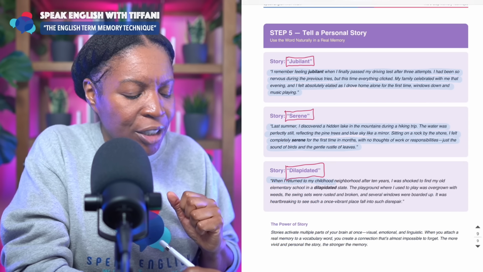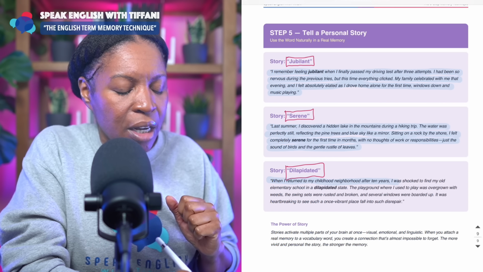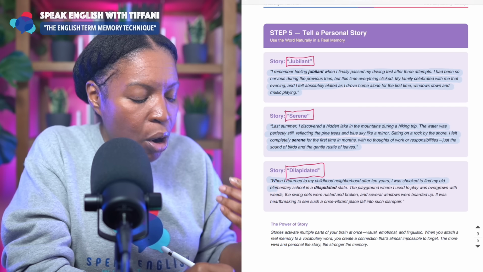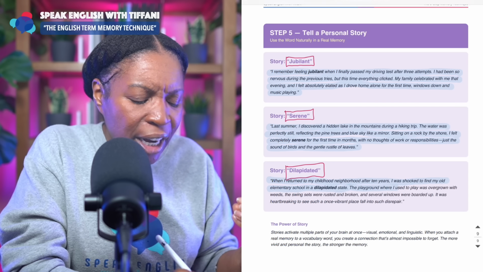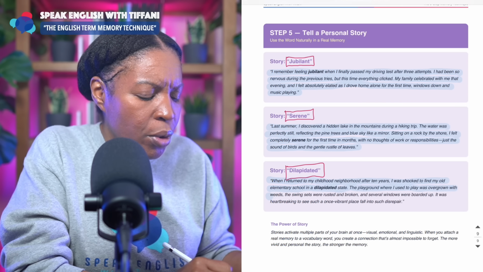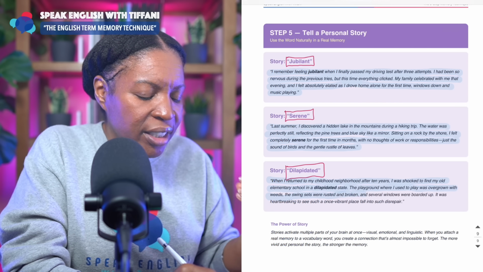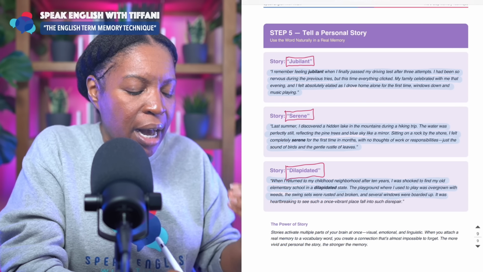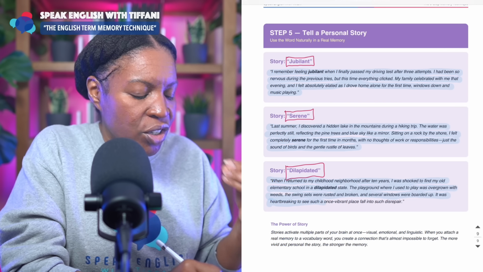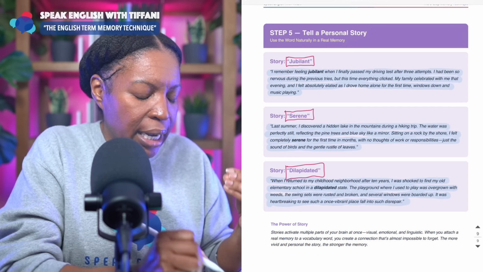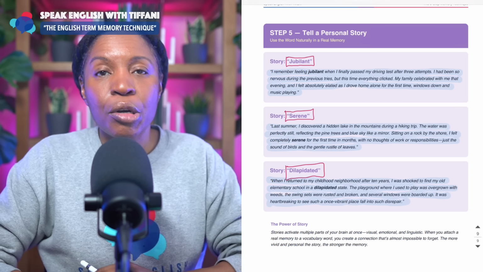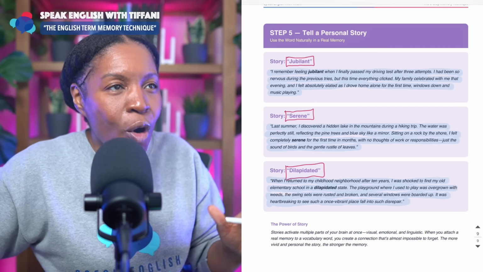When I returned to my childhood neighborhood after 10 years, I was shocked to find my old elementary school in a dilapidated state. The playground where I used to play was overgrown with weeds. The swing sets were rusted and broken, and several windows were boarded up. It was heartbreaking to see such a once vibrant place fall into such disrepair. Stories connected to each term.